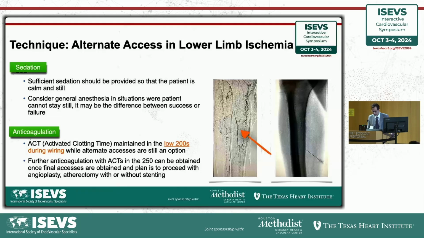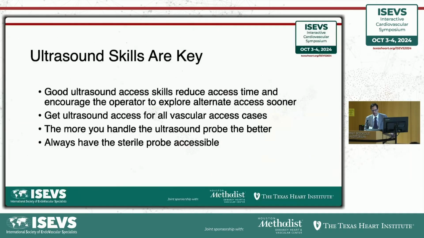As for ACT, I personally like to maintain my ACTs on the lower side when starting my intervention, anytime I have an alternate access as an option. Further anticoagulation with ACTs above 250 can be obtained after I get all my access and proceed with angioplasty, atherectomy, with or without stenting.